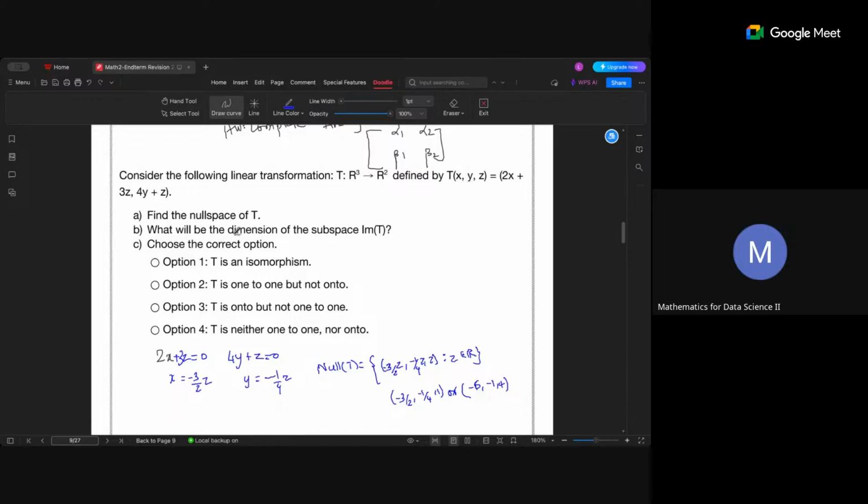And what will be the dimension of the subspace image of T? You already know the null space has dimension 1. According to the rank-nullity theorem, when you apply it here, rank of T is equal to 2 minus nullity of T. So 2 minus 1, 1. So the rank should be 1. Is it fine?